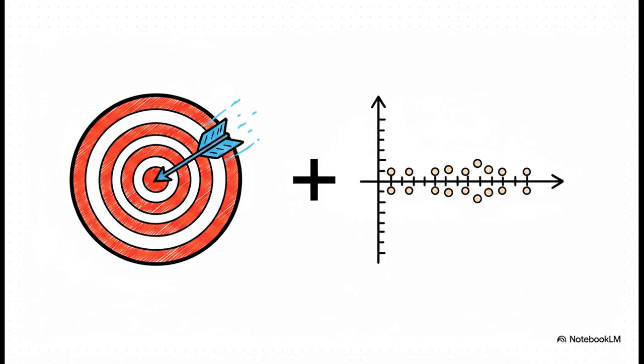Think of it like being an archer. The X-bar chart, that one tells you if your arrows are hitting the bullseye on average. It's all about your accuracy. The R chart, on the other hand, tells you how tightly grouped your arrows are. It's tracking your consistency. See, you could be super consistent but always hitting the target way off to the left. Or you could be accurate on average, but your arrows are all over the place. To be a great archer, you need both accuracy and consistency. You need both charts.